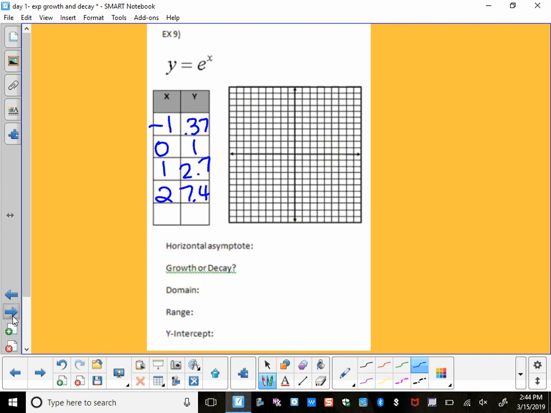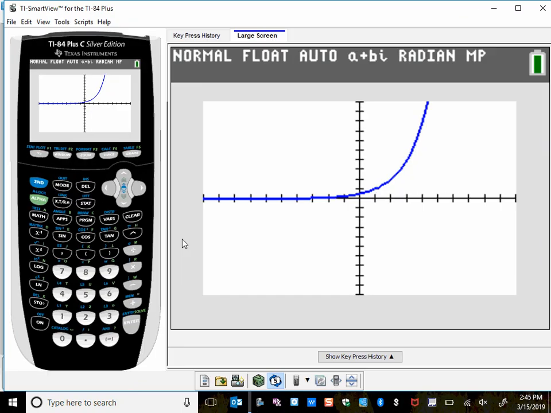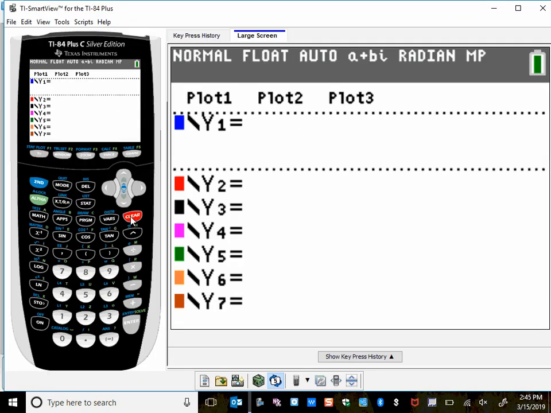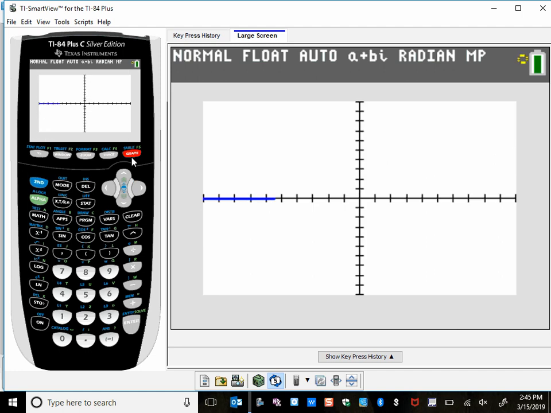Grab your calculators really quickly. Go to your y equals, so you can see how to type this in. All right, we have y equals e to the power of x. Your e is hit the second key, and then ln, which is right next to 4. So second ln. You guys got it? And then to the power of x. So your graph will still look like this. Okay?